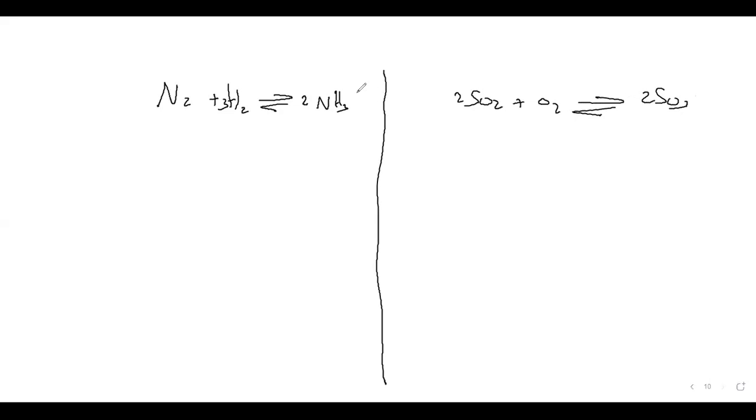If you find 2 examples for that, N2 plus 3H2 gives 2NH3, and 2SO2 plus O2 gives 2SO3. You will find that both reactions are exothermic. This means that delta H is negative for both, and both reactions are reversible.